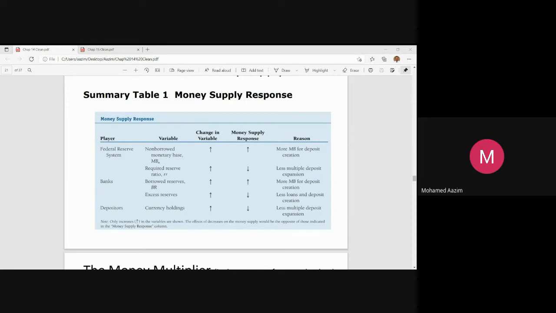So you see the possibilities of borrowed and non-borrowed contributing to increase the money supply, whereas keeping more currency, that means currency holdings, increasing the reserve ratio, the statutory reserve ratio in the case of Sri Lanka, and excess reserves would contribute to reduce the money supply process. So we have put all this on the table and discussed, and I believe this is where we stopped our discussion, right? So we can continue from here.